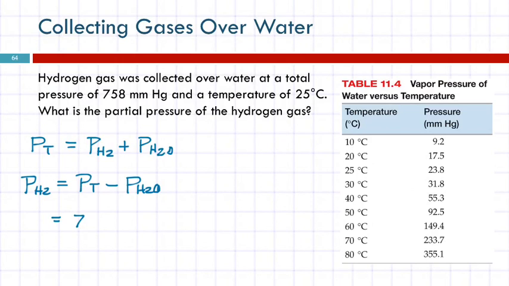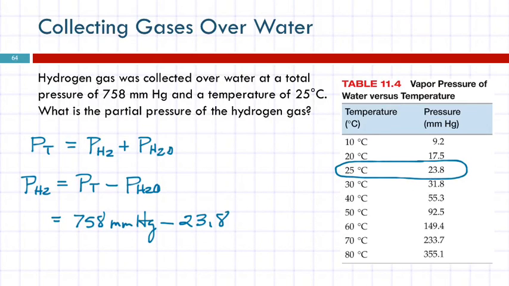Total pressure here is 758 millimeters of mercury. It's important to put your units because like yesterday, the barometer measures the total pressure in inches of mercury. And when you look it up in the table, it's millimeters of mercury. And when you subtract those, you get a meaningless number because you can't subtract millimeters from inches. So we look at the table and we find the temperature that we have, 25 degrees Celsius. So that tells us that the vapor pressure of water is 23.8 millimeters of mercury.